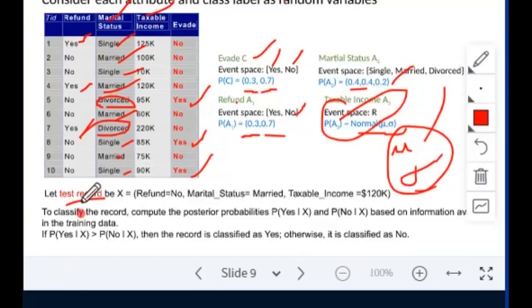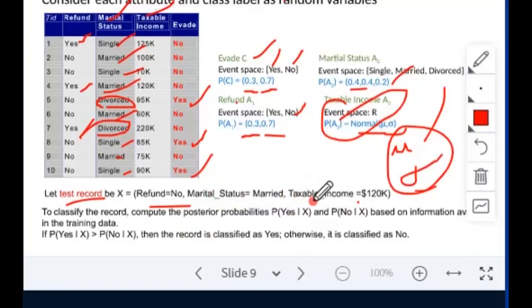Okay, so this is a test record and we have calculated the probability of all chances. Now, the training record, this is the training data set. The test record is given. Refund is no, marital status is married, taxable income is $120K. This set of values is given for attribute 1, attribute 2, attribute 3.